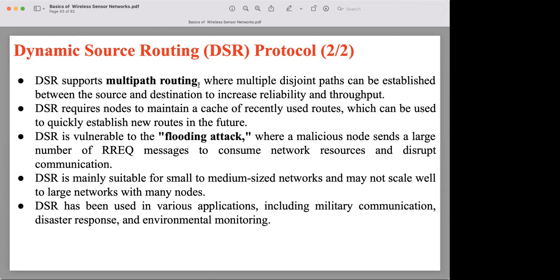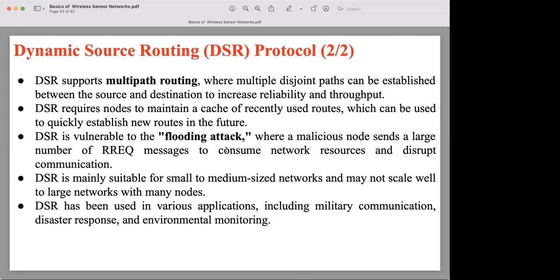That means they have multiple options so that they can save their routing information. And yes, there are some challenges in the DSR routing protocol, such as the flooding attack. That means when you find the path, you broadcast this information, or flood this information, to the entire network or all nodes, like this.